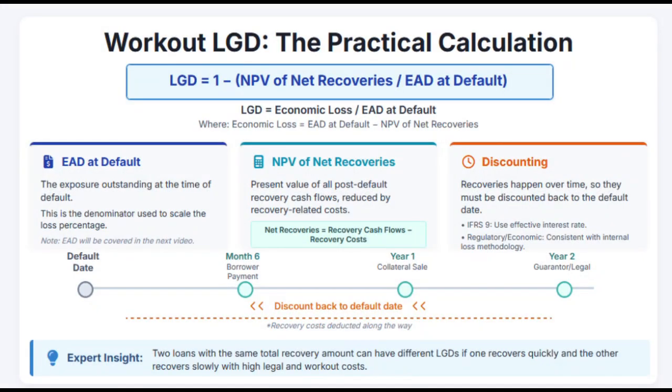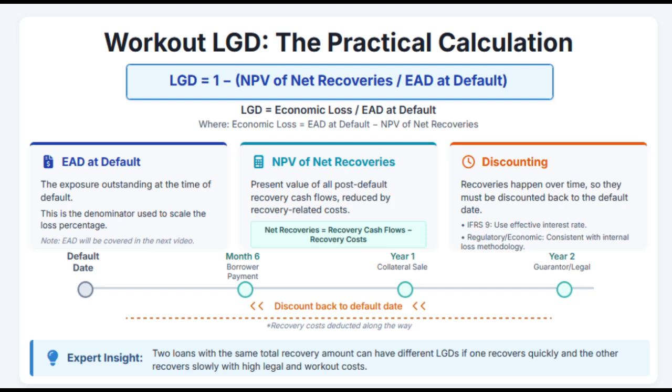So the industry standard approach is the workout LGD, which is calculated as LGD equals 1 minus the NPV of net recoveries divided by EAD at default, where NPV of net recoveries is the present value of all the cash flows received post default minus all the recovery costs, and EAD is the exposure at default, which we're going to cover in our next video.